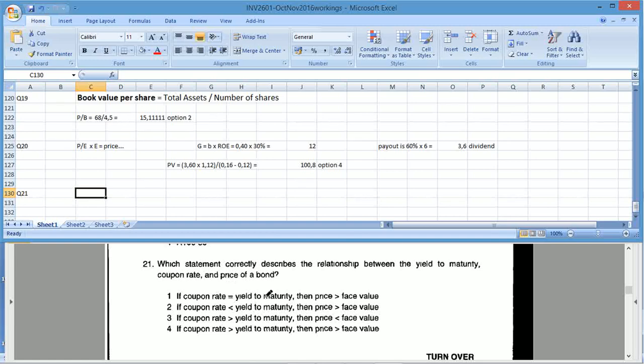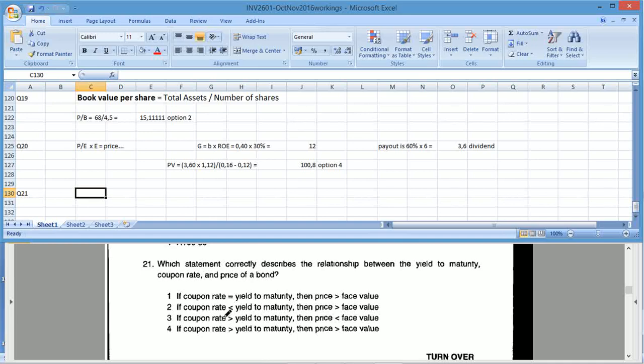Okay, if the coupon rate equals the yield, then that will be trading at par. So that's wrong. If the coupon rate is less than the yield, then the bond will be at a discount. So the price will be less than its face value, not that one.